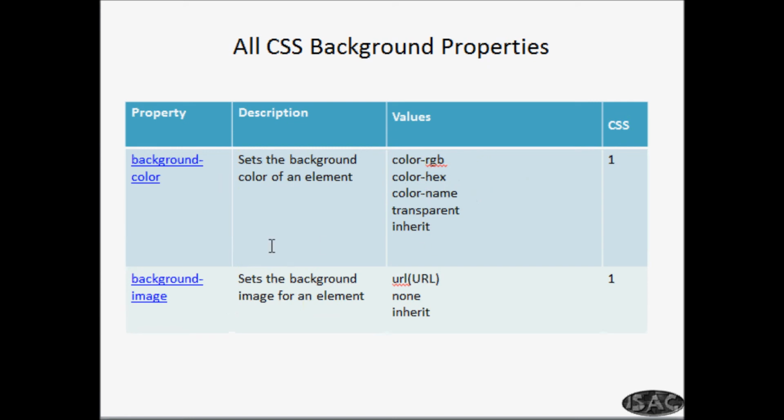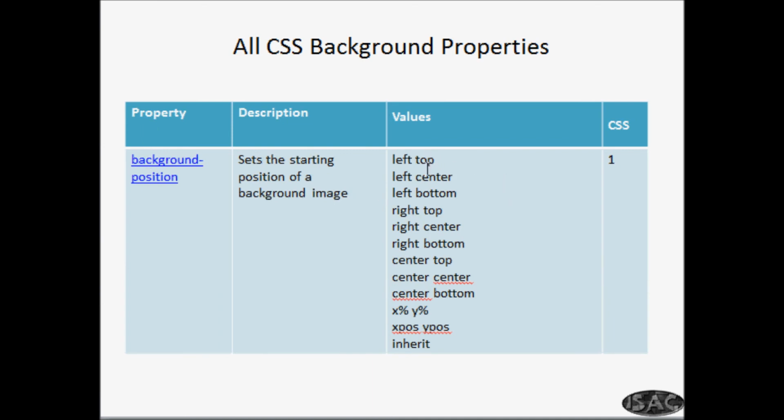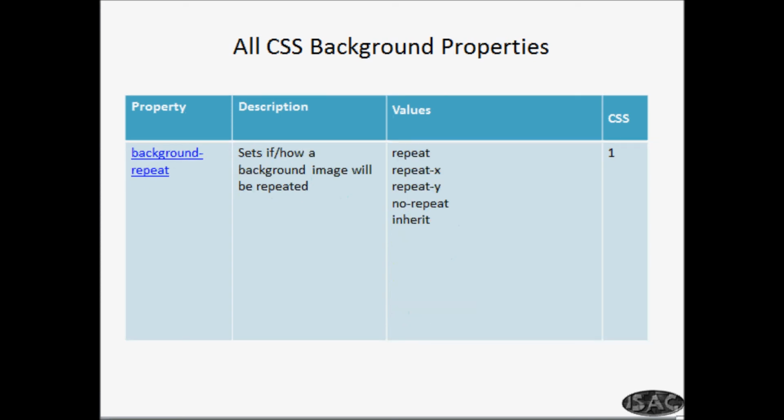Background color, you can pass the color. Background image, you can have an image here, right? And if you say none, it means no image. Background position, you can give positions like left top, left center, left bottom. You can even pass x or y coordinates, right? An x percentage and y percentage, or x position and y position, and it will go to that position, right? Background repeat, you have seen repeat. If you say repeat, it will repeat by default. And repeat-x, repeat-y, no-repeat, inherit are there, right?